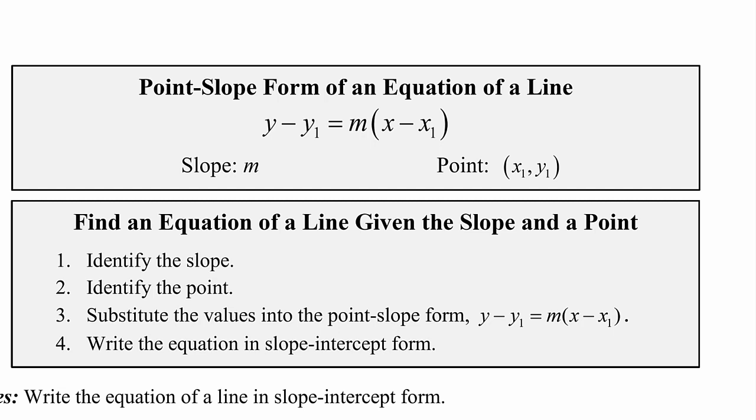In this video, we're going to introduce you to the point-slope form of an equation of a line. So we've already done some work with slope-intercept form of an equation of a line. This is another form of a line called point-slope form. I'm going to tell you where it comes from. It really comes from the slope formula.